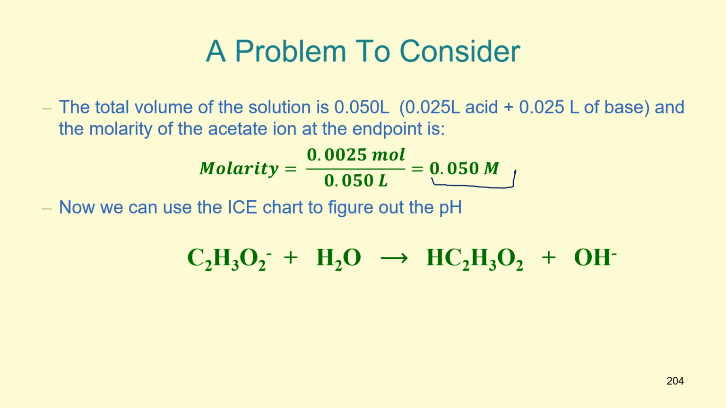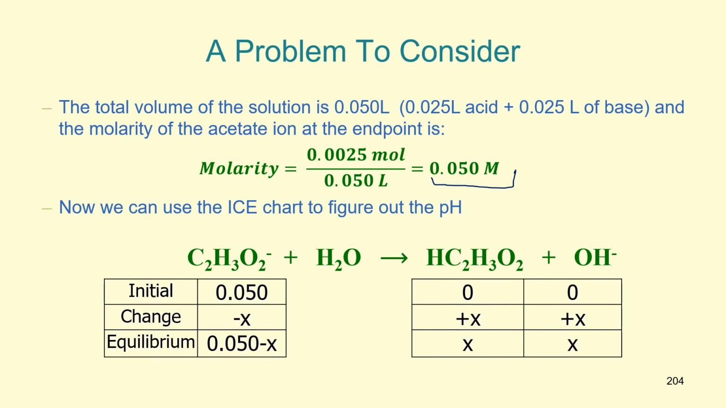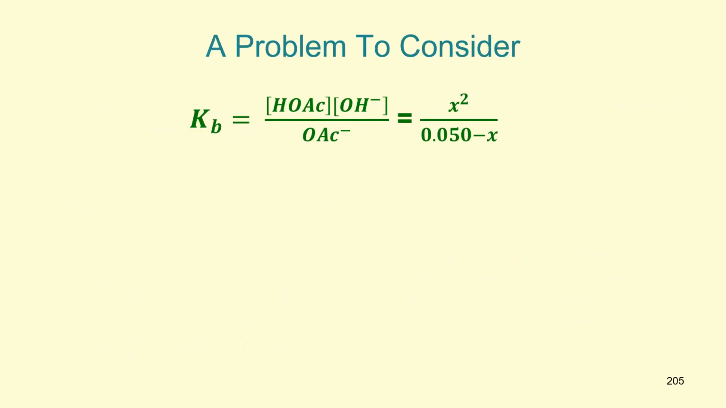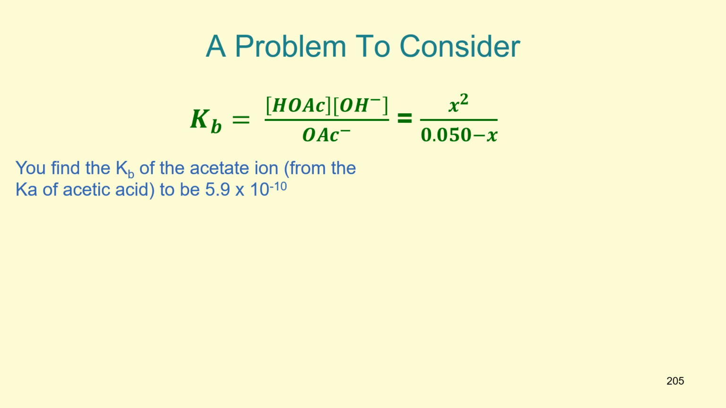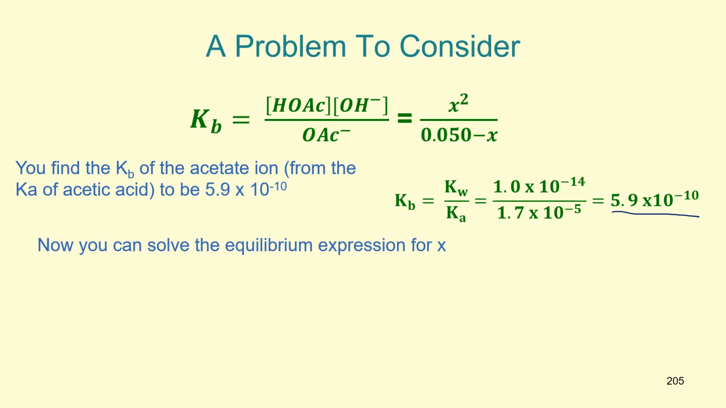Now we can set up our ICE chart. So 0, 0, minus x, plus x. And again, it's Kb equals x squared over 0.050 minus x. However, we don't know the Kb. We only know the Ka, but we can find the Kb because Kb equals Kw over Ka. So that's my Kb. So now we can solve. Kb equals x squared over 0.050.